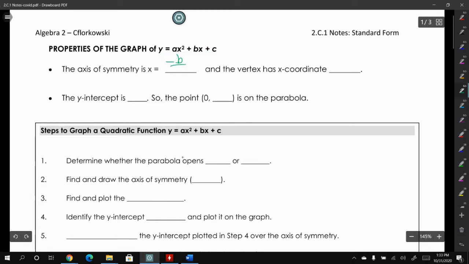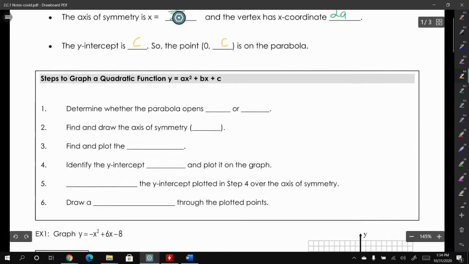So in vertex form, we could just look at the x-coordinate of the vertex to get our axis of symmetry. In intercept form, we found the halfway point between our intercepts, and that was the axis of symmetry. In standard form, we use negative b over 2a. Negative b over 2a, that's the axis of symmetry and the x-coordinate of the vertex. In standard form, the y-intercept is just your c value. So whatever number you have hanging out there by itself, that's your y-intercept. So the point 0, c is also on the parabola.